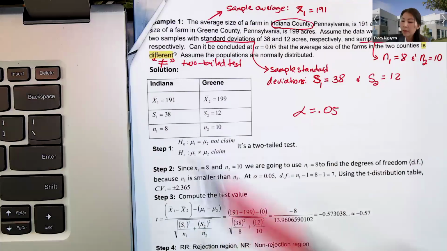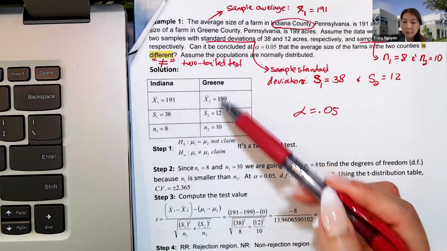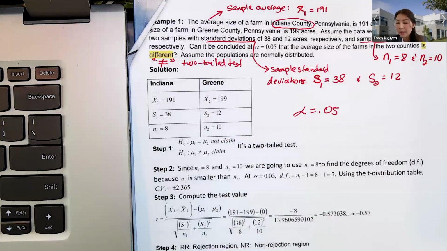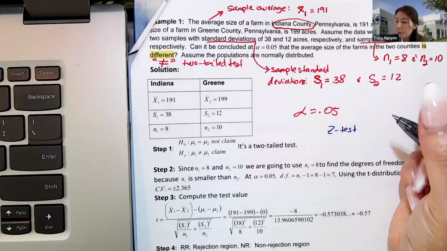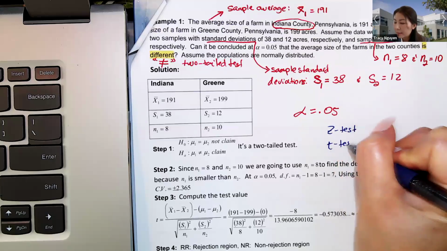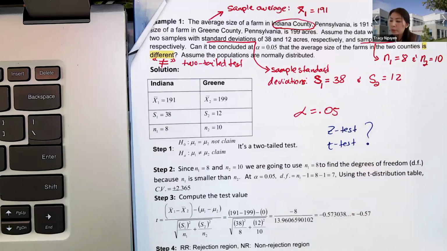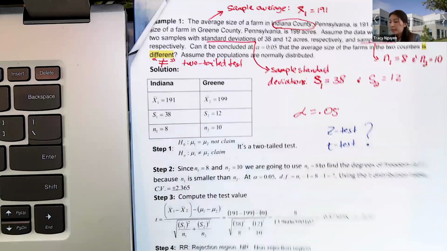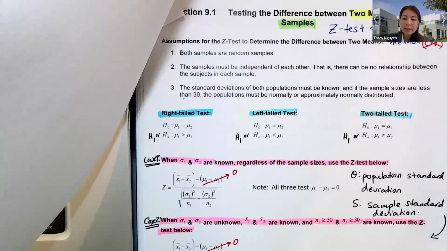After we analyze the problem here, for Indiana County we have X1 bar, S1 and N1. For Greene County, we have X2 bar, S2 and N2. So we need to decide whether we use z-test or t-test. We're going to ask ourselves this question and see which one we use. Based on the given information, let's take a look at case 1 from section 9.1 and see if this applies.